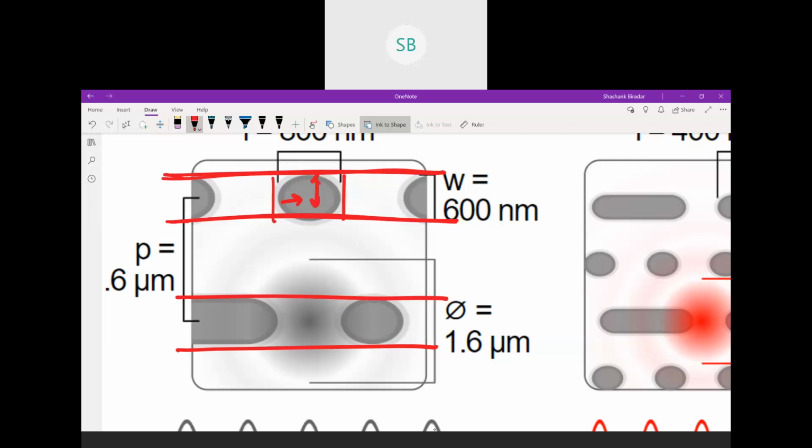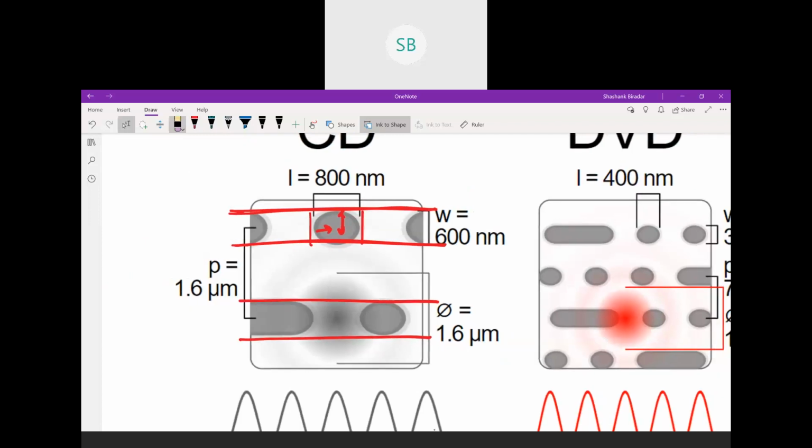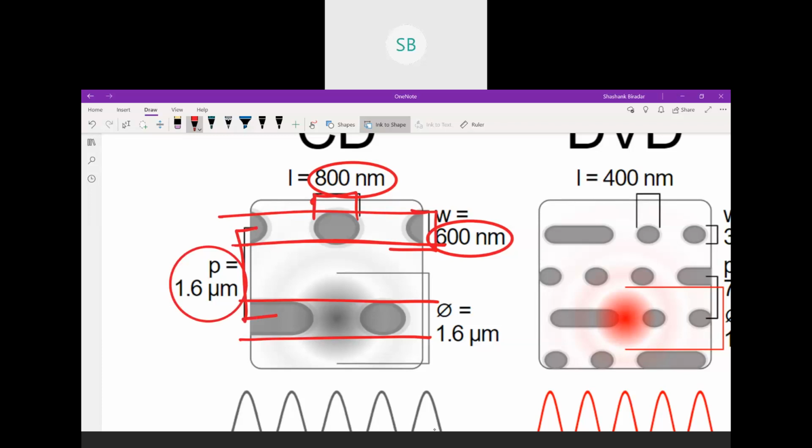Am I right? Bit depth is 1 micrometer, bit width is 0.5 micrometers. Here again certain dimensions have been given. This one is in the scale of nanometers. This length, this width, and the intertrack distance. The intertrack length that we have seen is 1.6 micrometers as far as compact discs are concerned.